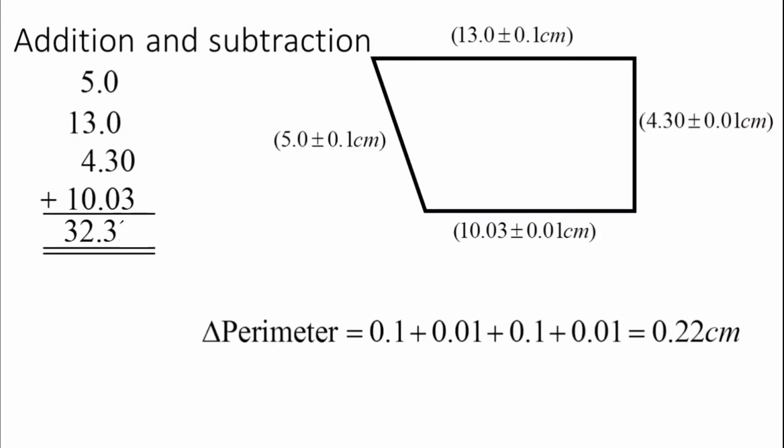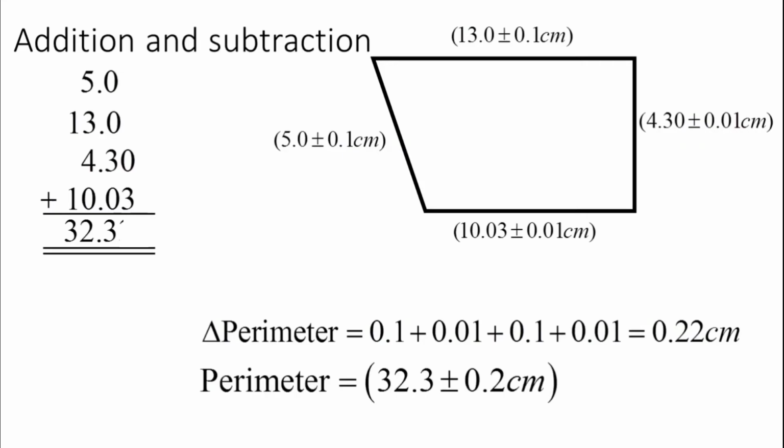The uncertainty for the perimeter is going to be the sum of all the uncertainties. 0.1 plus 0.01 plus 0.1 plus 0.01. We get 0.22. When writing the final answer, we have to make sure the decimal point of the perimeter and the uncertainty are the same. The perimeter of the parallelogram is 32.3 plus minus 0.2 centimeter.